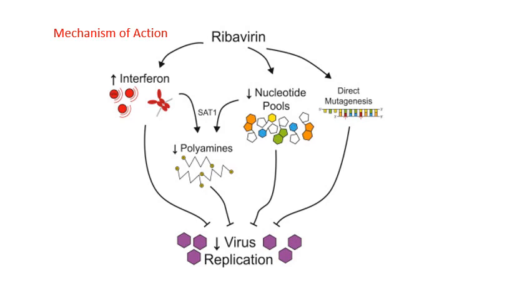So here, ribavirin initiates the activity of interferon. At the same time, the viral replication is going to be inhibited because of the mutagenesis and decreased nucleotide pools.